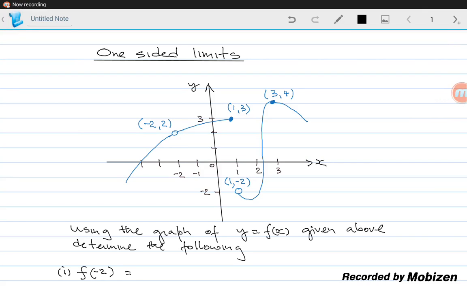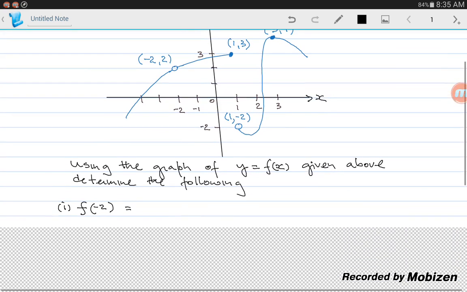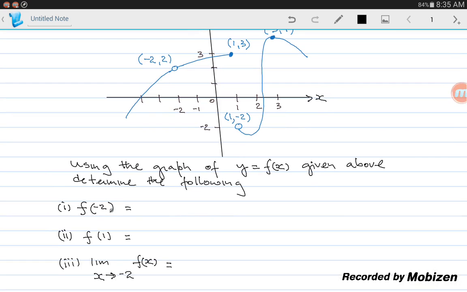In this video, we are introduced to the idea of one-sided limits. First, let us look at the graph of y equals f of x, which is shown on your screen. Using the graph, let's determine some values of f of x, such as f of minus 2.